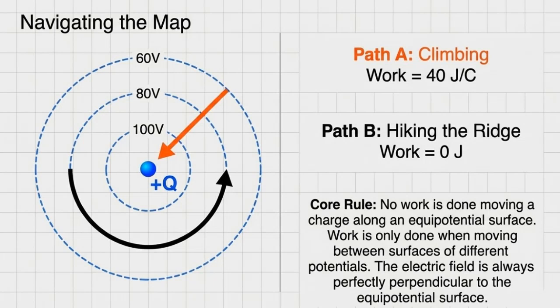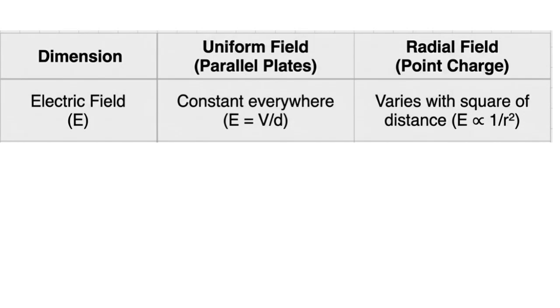The key idea here is that no work is done when moving a charge along an equipotential surface, since the electric field is always perpendicular to these surfaces. Work only occurs when moving between surfaces of different potentials, highlighting the relationship between electric potential and the electric field's direction. Let's take a closer look at the difference between electric fields in two common scenarios.